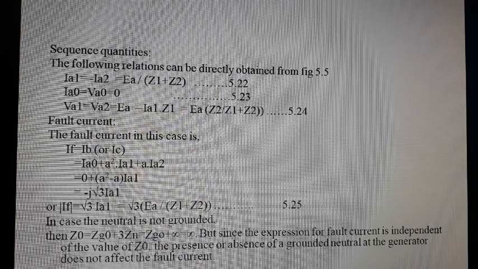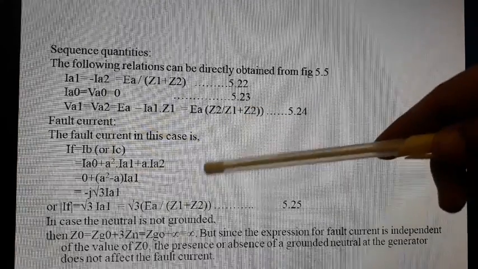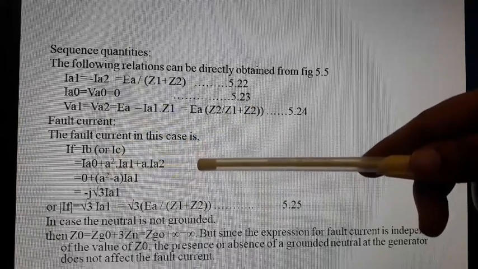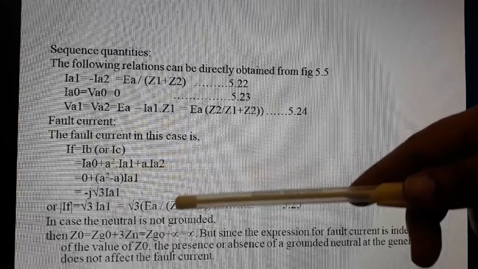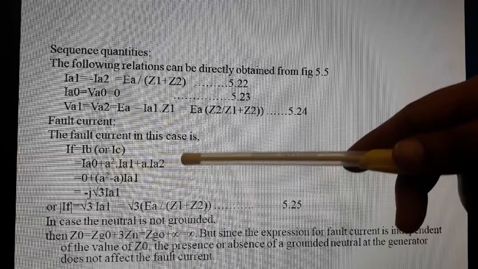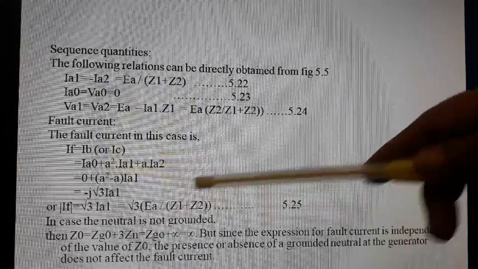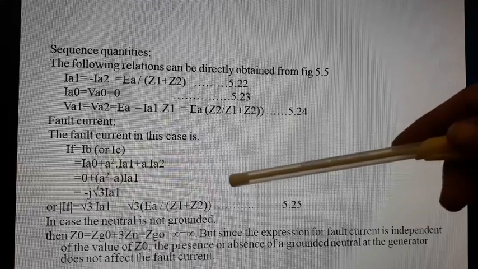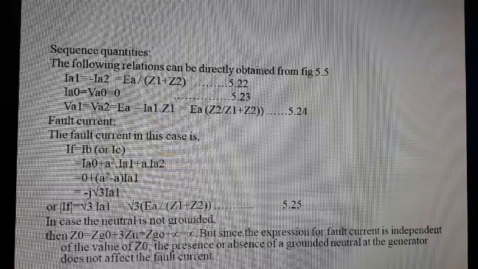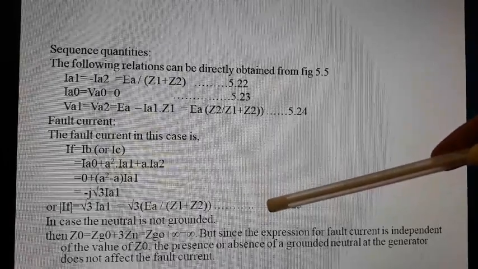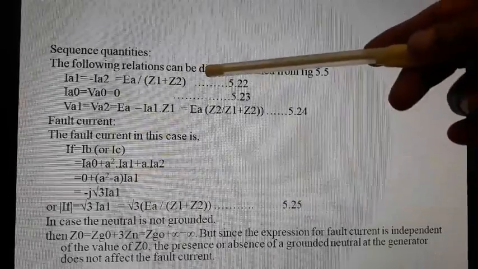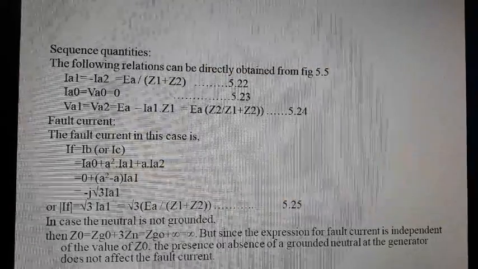VA1 is EA minus IA1 Z1, and VA2 is the same. Now the fault current IF is IB or IC, because it involves both the phases. Therefore, if you substitute, it is IA0 plus A squared IA1 plus A IA2. IA0 is 0. Substituting A squared, the IA1 value and the IA2 value, we get minus j root 3 IA1. The fault current is minus j root 3 IA1, and the magnitude is root 3 IA1. Substituting the IA1 value, this is the fault current.